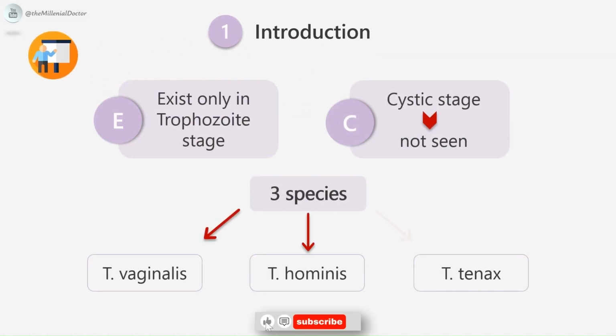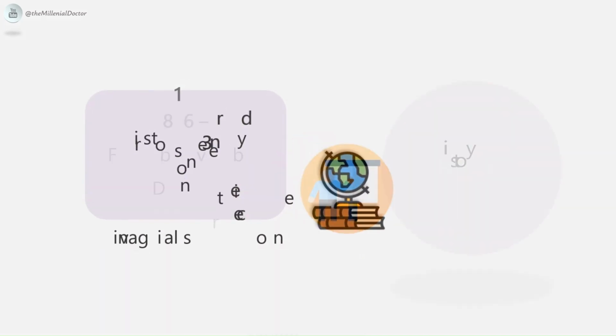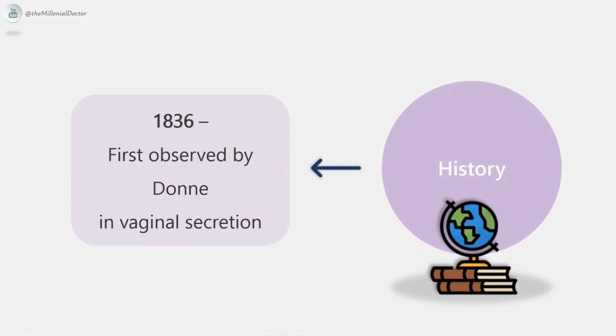Trichomonas differs from other flagellates as they exist only in trophozoite stage. Cystic stage is not seen. Genus Trichomonas has 3 species which occur in humans. Those are: first, Trichomonas vaginalis, second, Trichomonas hominis, third, Trichomonas tenax. Then the history. Trichomonas vaginalis was first observed by Donne in the year 1836 in vaginal secretion.